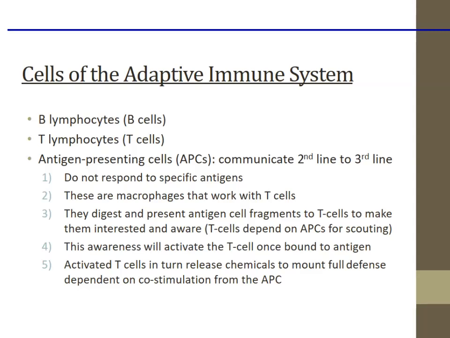And then activated T cells in turn will release chemicals to mount a full defense. So how do you activate a T cell? It's got to bind with the APC, right? It's going to bond with that protein fragment on the APC. That's what activates the T cell.